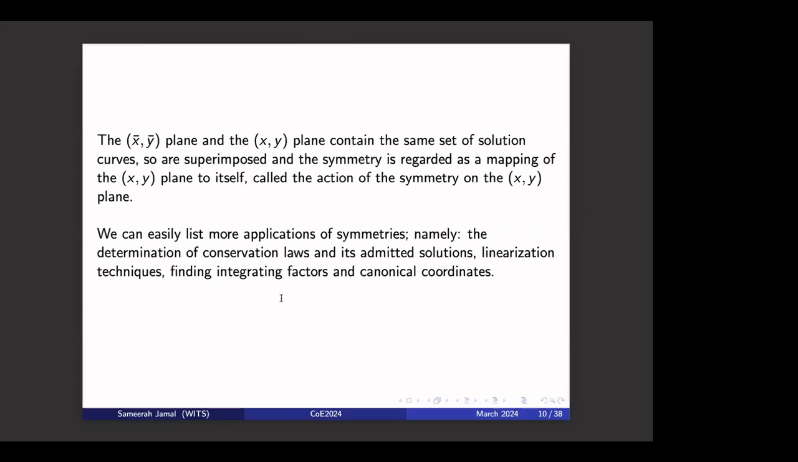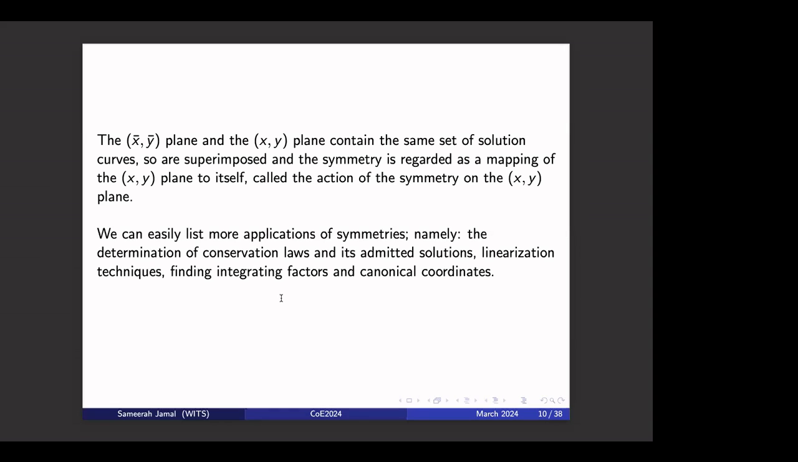So the x bar, y bar plane and the xy plane contain the same set of solution curves. And so they are superimposed, and the symmetry is regarded as a mapping of the xy plane to itself. This is called the action of the symmetry on the xy plane. This is easy to see with ODEs. With PDEs, generally you wouldn't see such discussions.